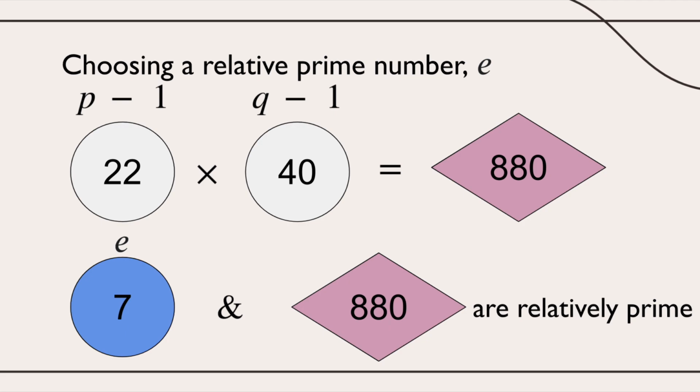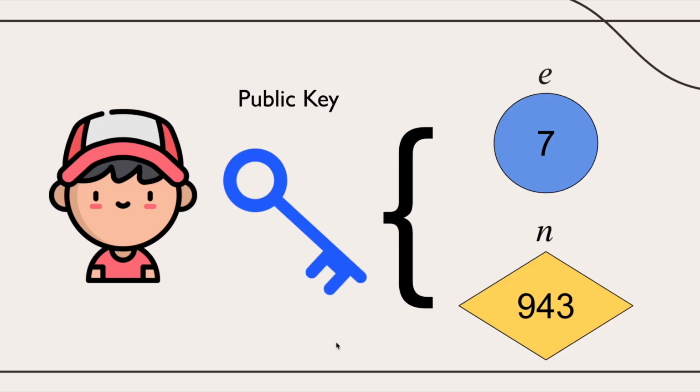Next, Bob chooses another number e, which must be relatively prime to (p minus 1) times (q minus 1). In this case, (p minus 1) times (q minus 1) equals 880. So, we will just pick the number 7 for simplicity's sake. Therefore, Bob's public key consists of e, which is 7, and n, which is 943.